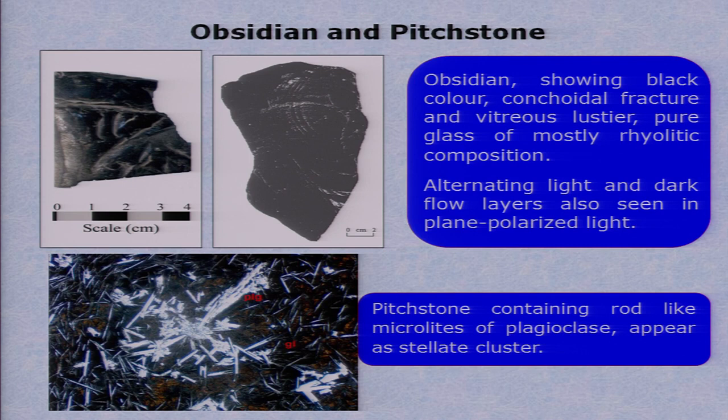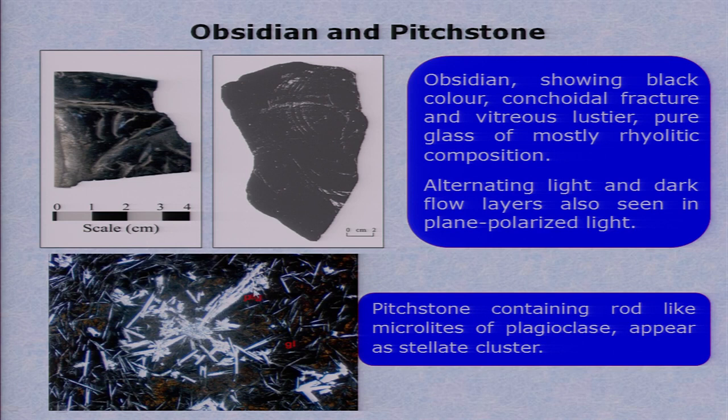It is a variety of obsidian showing black color, conchoidal fracture and vitreous luster, pure glass or mostly rhyolitic composition. It is alternating with light and dark flow layers, also seen in plane polarized light. This conchoidal texture can be seen in the hand specimen. Now, I will show you how the pitch stone looks under the microscope. Pitch stone contains rod-like microlites of plagioclase, mineralogically plagioclase in composition.